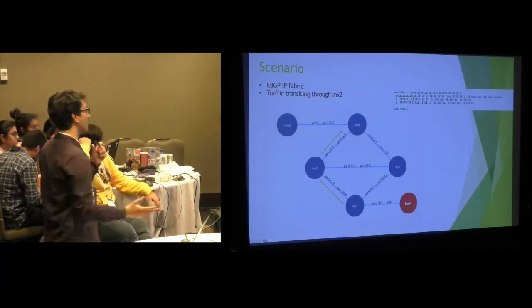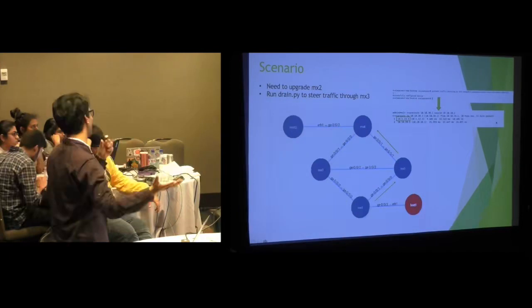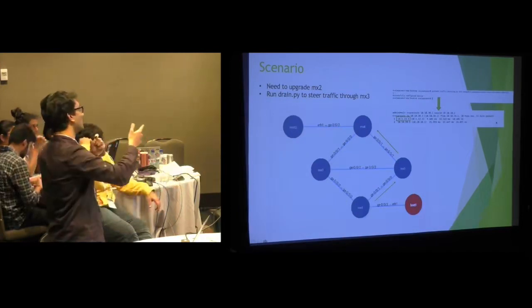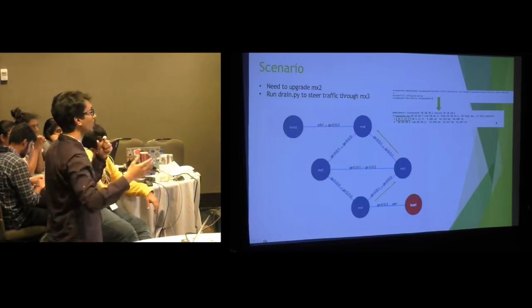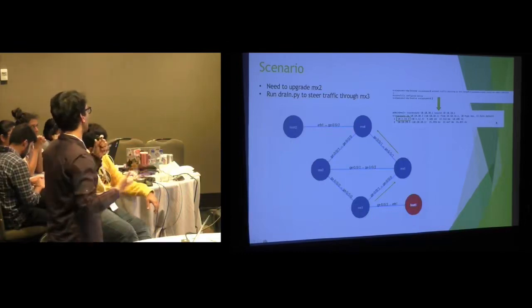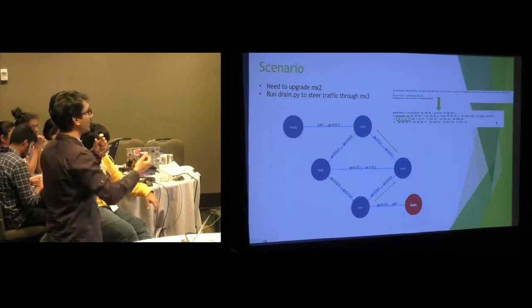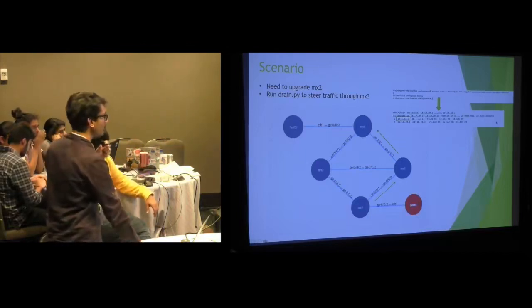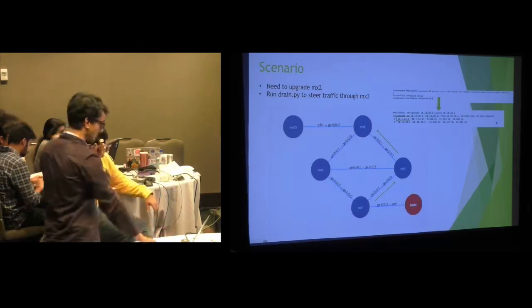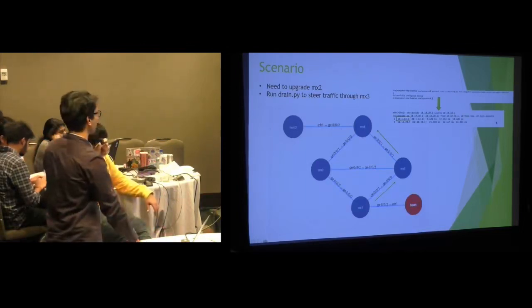So the scenario for a network operator is upgrading the devices. If you want to upgrade the MX2, you steer the traffic away through MX3. So we wrote a custom application called drain.py, which would advertise suboptimal BGP metrics through MX2 and steer the traffic away. And then you see that it's taking it through the MX3 as the next hop.